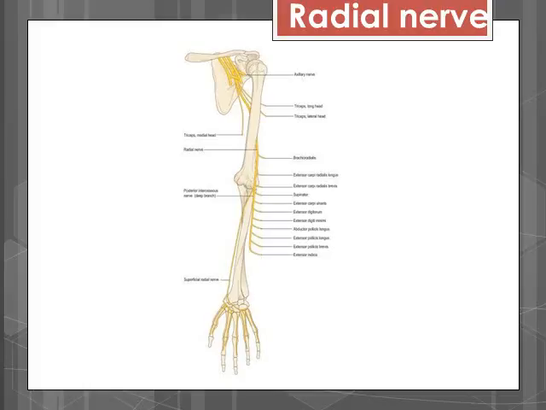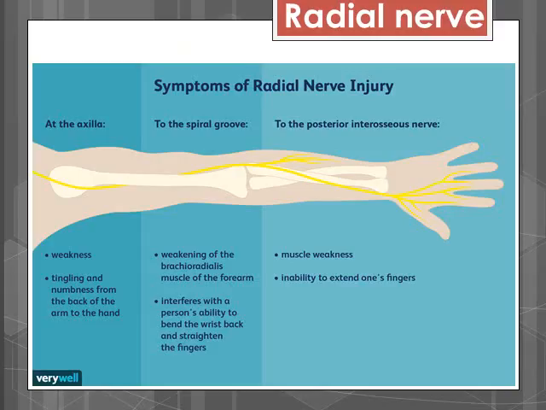The sensory function of the radial nerve: it provides cutaneous innervation to the anterolateral part of the arm and the distal posterior part of the arm, plus the posterior aspects of the forearm and the posterior aspects of the lateral 3.5 fingers. Now, what are the causes and the effects of radial nerve injury?